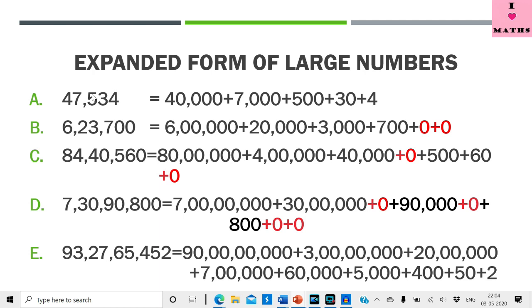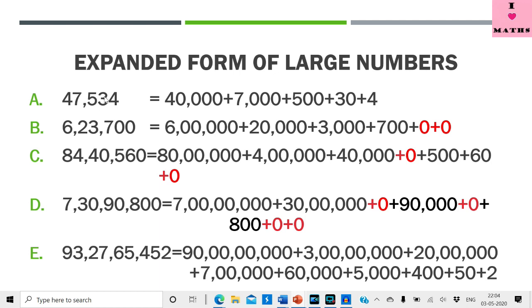Plus next non-zero number is 7. And there are 3 digits after 7. So after 7 there will be 3 zeros. The next non-zero digit is 5. And after 5 there are 2 digits. So after 5 there will be 2 zeros in the expanded form, making it 500.